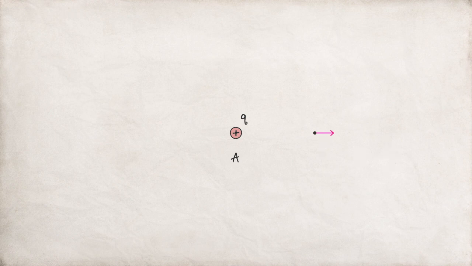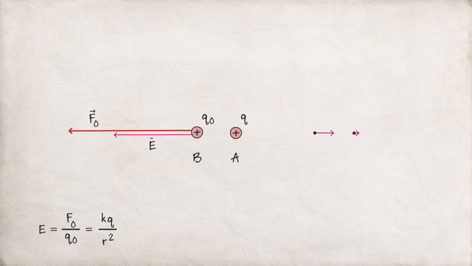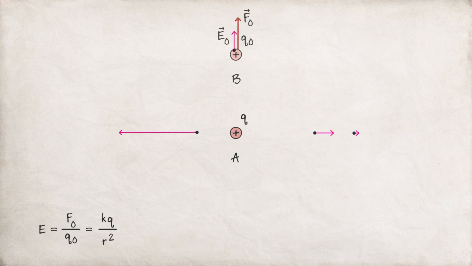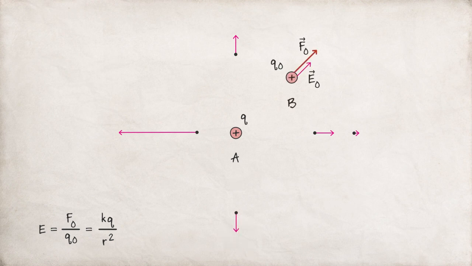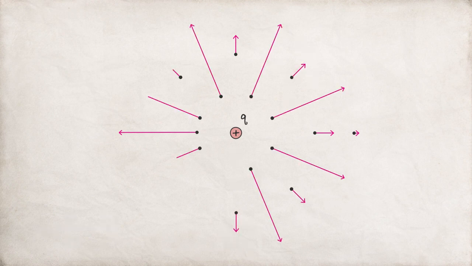What does the electric field due to object A look like at other locations? We can use object B to determine the electric field at other locations. First, find the force exerted on charge B, and then divide this force by Q0. We now show the electric field at a few more locations.